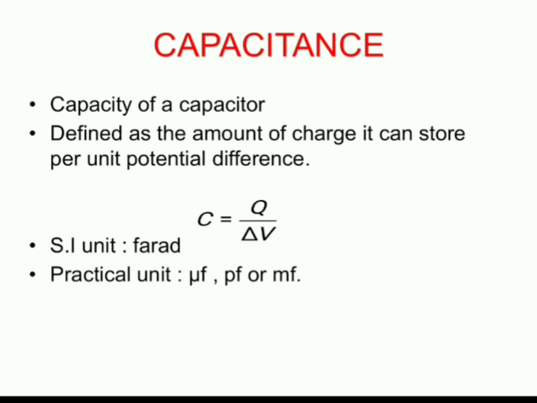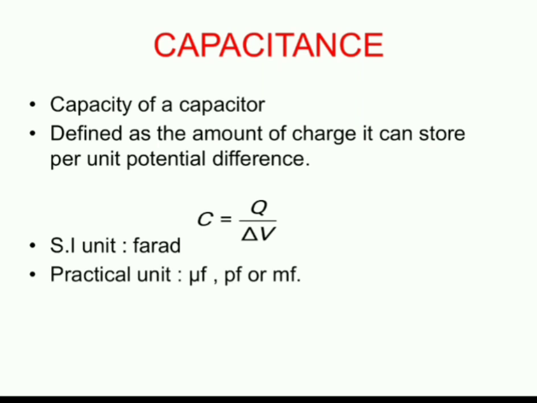Coming to capacitance. To measure the capacity of a capacitor, we use the term capacitance. It is defined as the amount of charge it can store per unit potential difference. I repeat, it is the amount of charge which a capacitor can store per unit potential difference. C is equal to Q by delta V, where delta V is the potential difference and Q is the amount of charge. Q and delta V are proportional to each other and C is a constant.